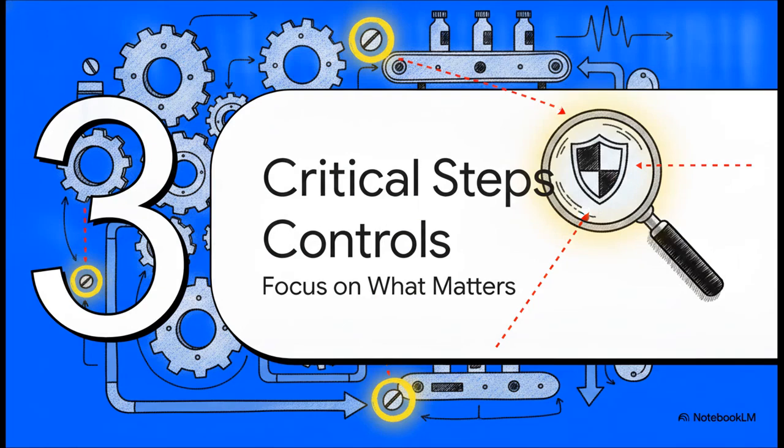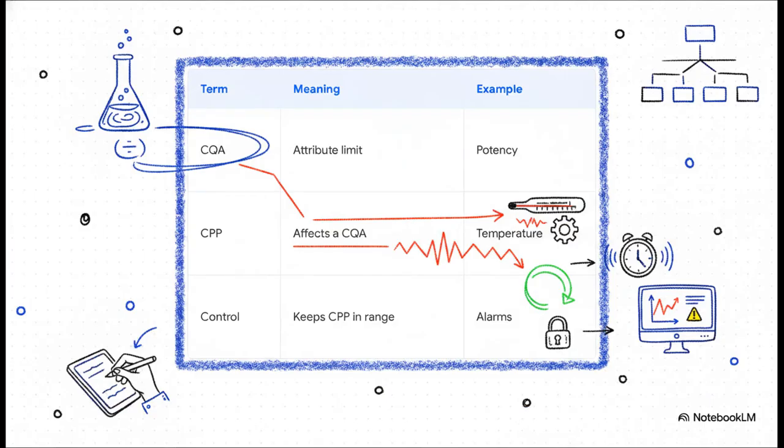Which brings us to Section 3, critical steps and controls, basically focusing on what actually matters. Look, not all steps in a manufacturing process are created equal. We really have to nail down the vital differences between critical quality attributes, or CQAs, and critical process parameters, CPPs. So a CQA is a property of the product itself that just has to be kept within a specific limit. Think about the potency of our North Star Biologic, for example.